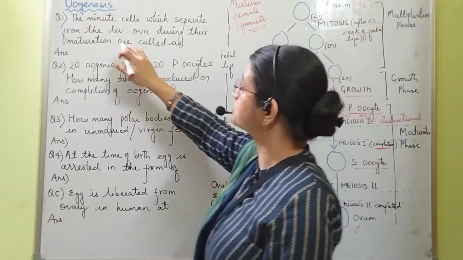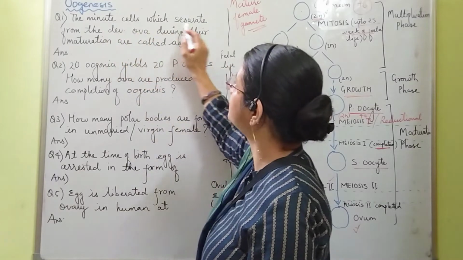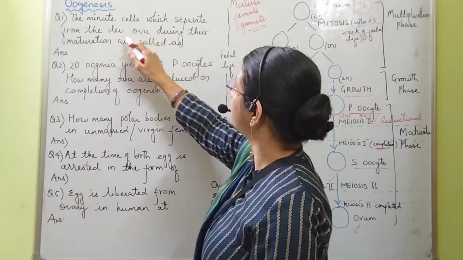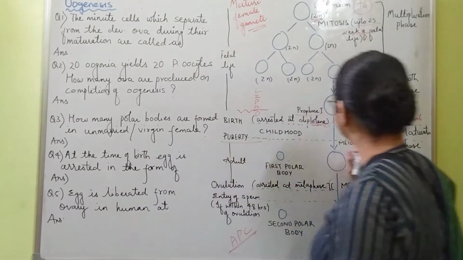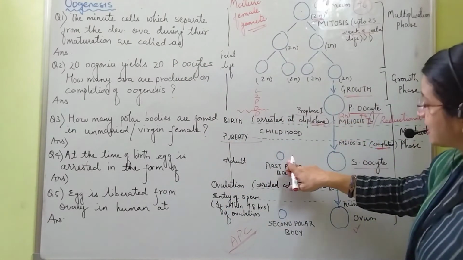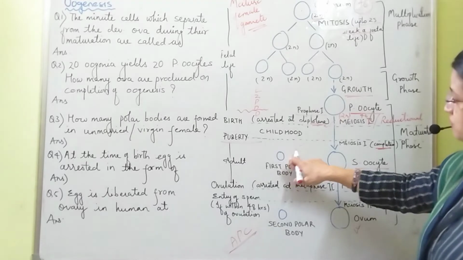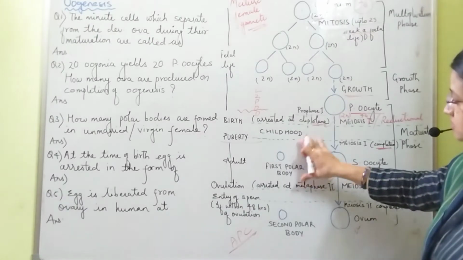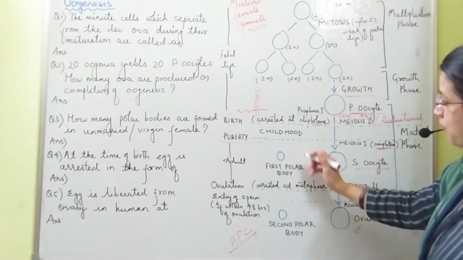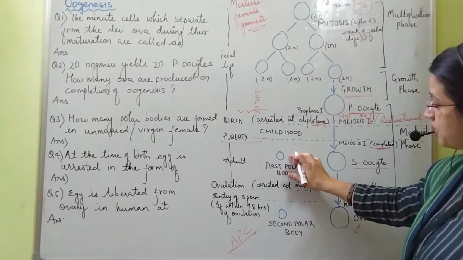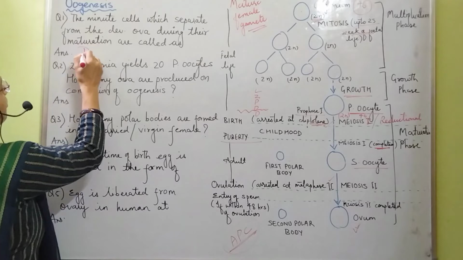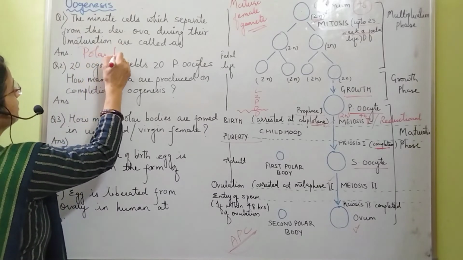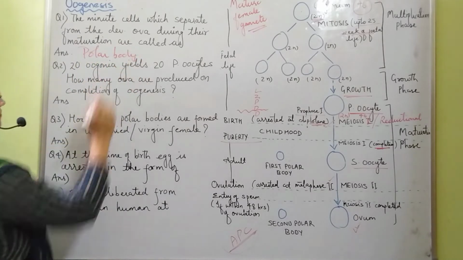The very first question is: the minute cells which separate from the developing ova during their maturation are called as? Now here we can say that these small cells which separate out during the process of development of ova are known as polar bodies. So the answer will be polar body. These are the small cells.